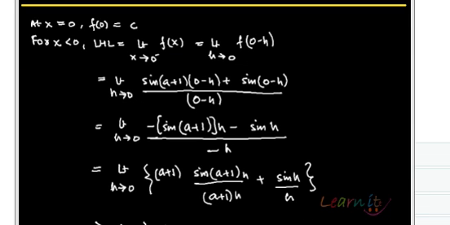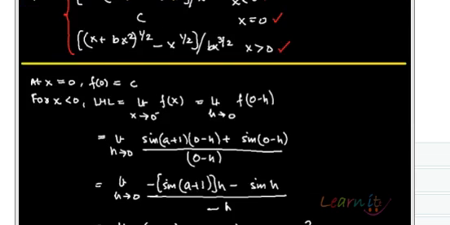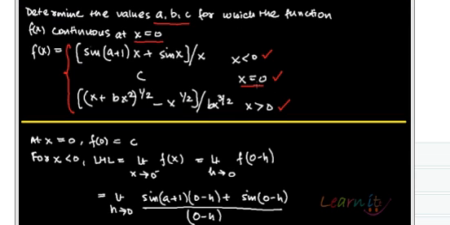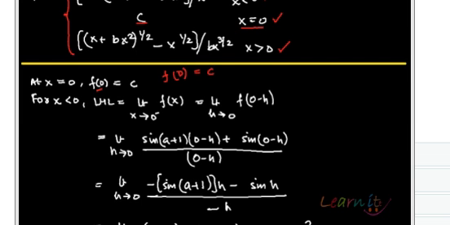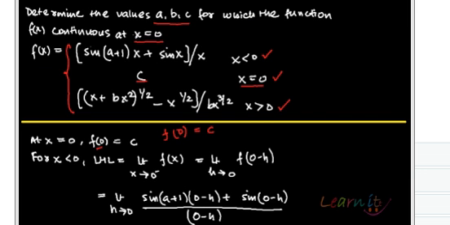Okay, now how do we start? If you look at this, at x equals 0 the value of the function is c. As you can see here, when x is equal to 0, the value of the function is c, and this is what has been written. Now for x less than 0, that is your left hand limit, this is the part of the function we are talking about: sine of (a plus 1)x plus sine x by x, as x tends to 0 minus. Now minus indicates your left hand limit.